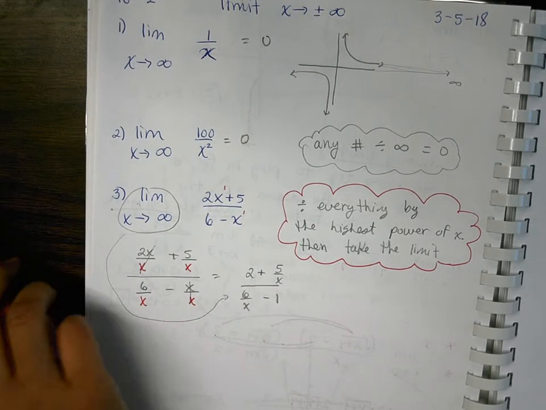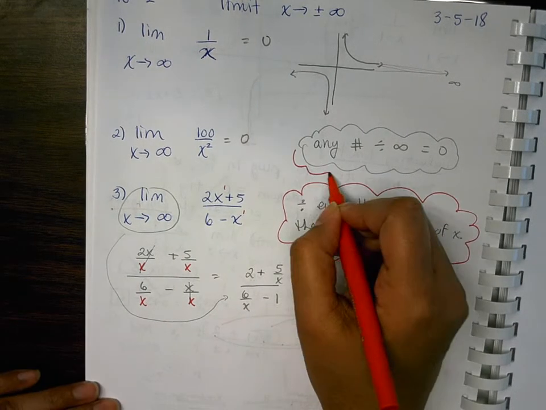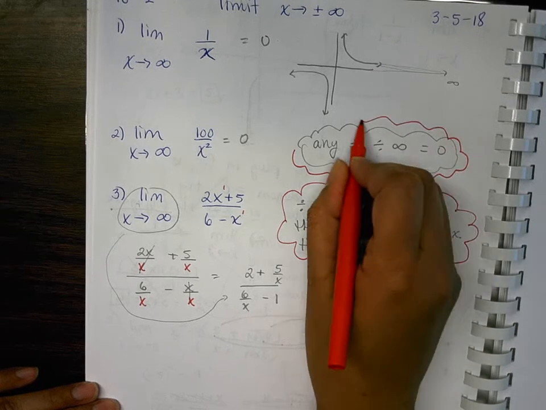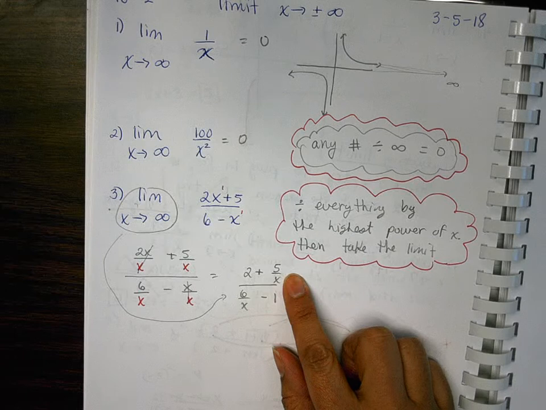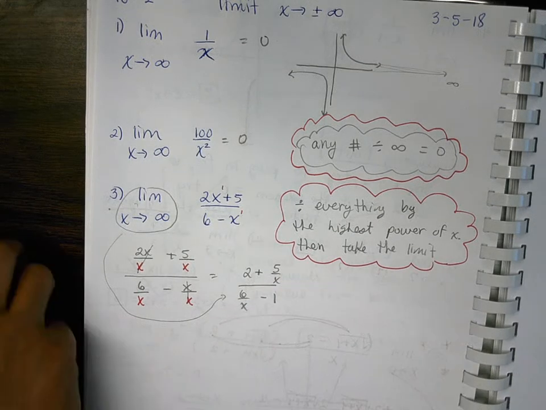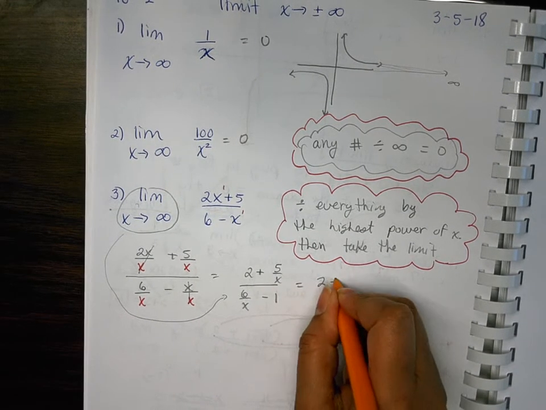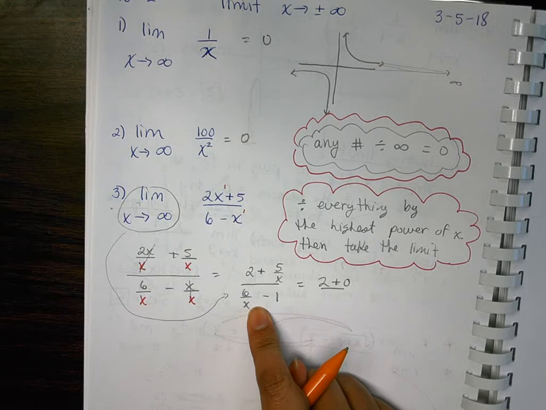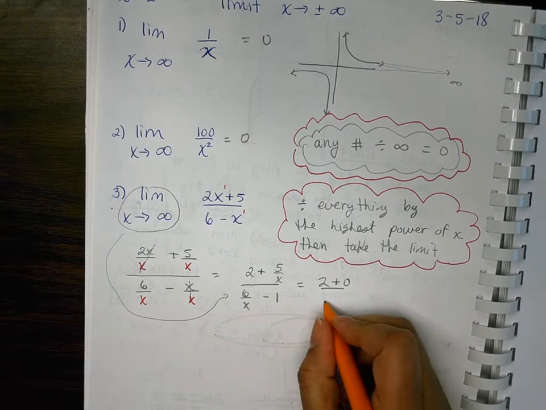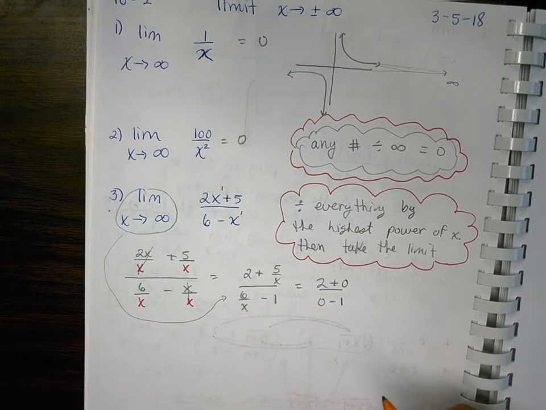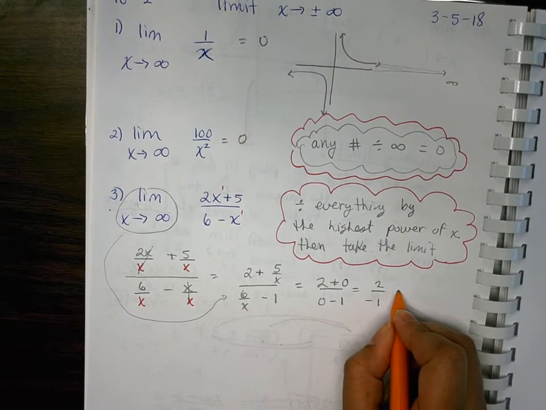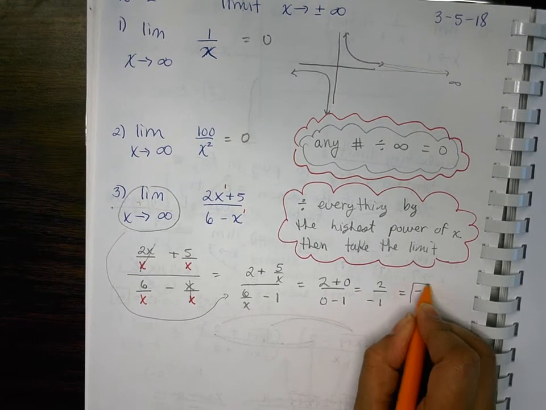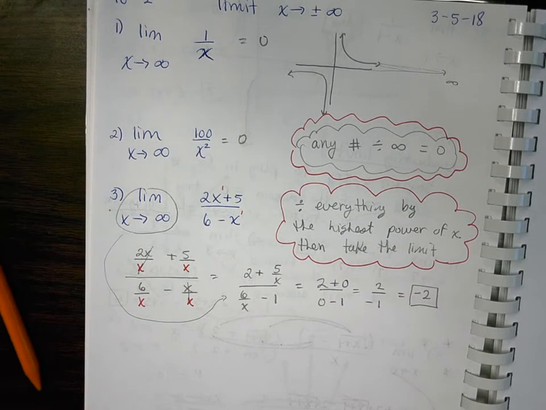All right, so I don't want to add these together, but I am going to take the limit. And what did we just say in the last two problems? Any number divided by infinity is what? 0. So 5 over infinity is going to become what? 0. So I'm going to have 2 plus 0. And then 6 over infinity is going to become 0 minus 1. I end up with 2 over what? Which reduces to negative 2.